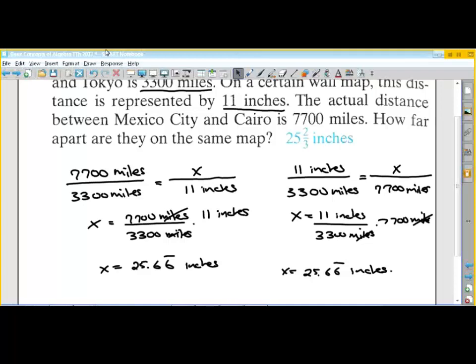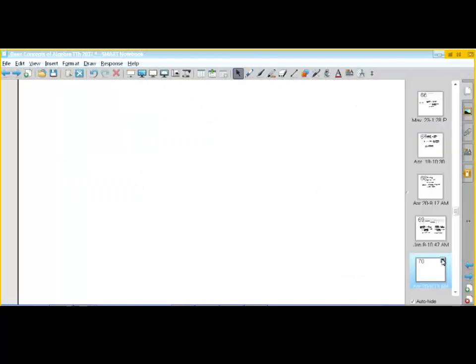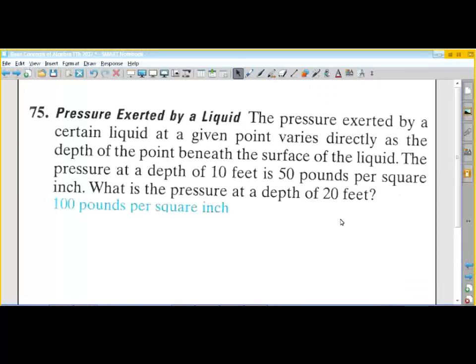Okay. So let's look at the next problem. Oh, that's not going to work because it's a blank page. So this is problem 75. This is a physics problem. A lot of stuff in physics deals with things that are directly proportional.